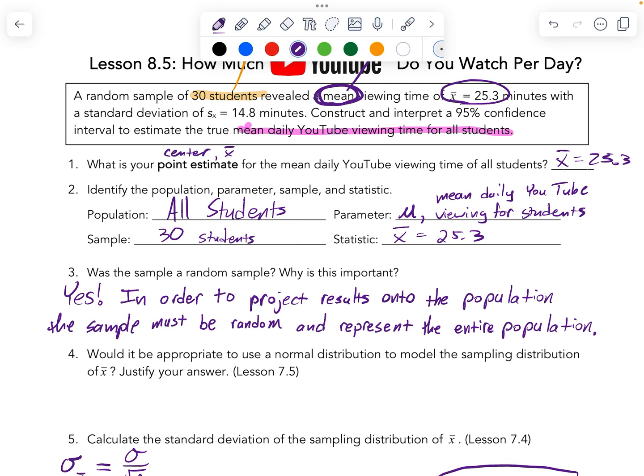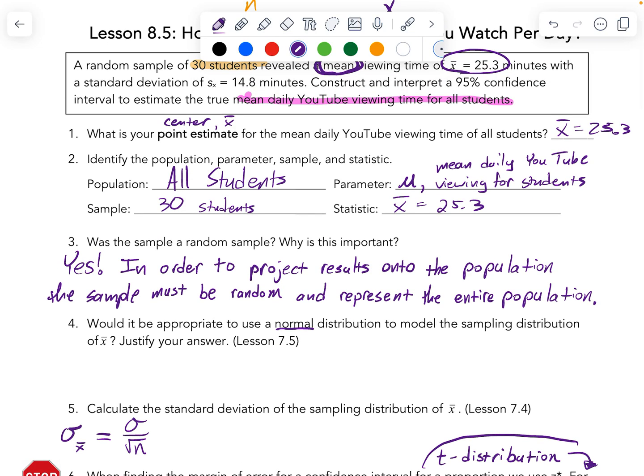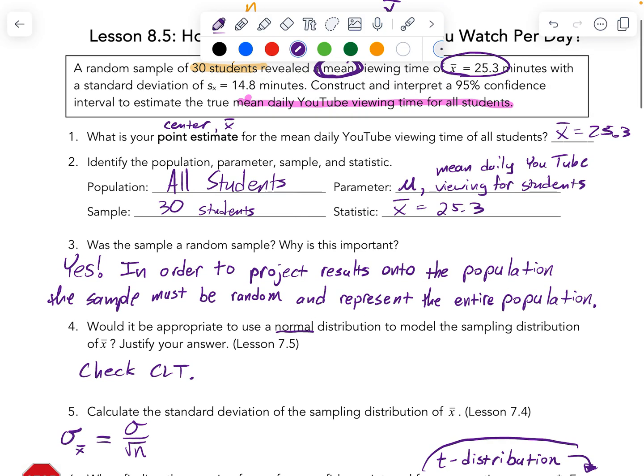Number 4, would it be appropriate to use the normal distribution? Well, since we're doing means, we need to check the CLT. So I look at the sample size. The sample size was exactly 30, n equals 30, so we just barely made it. Remember, the CLT requires 30 or greater. Therefore, the distribution we're working with is approximately normal.